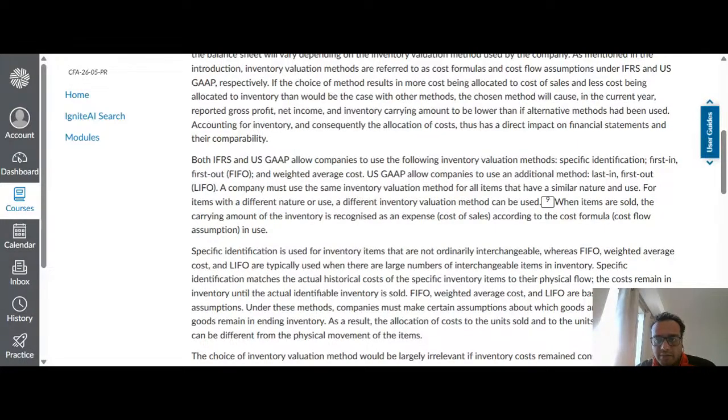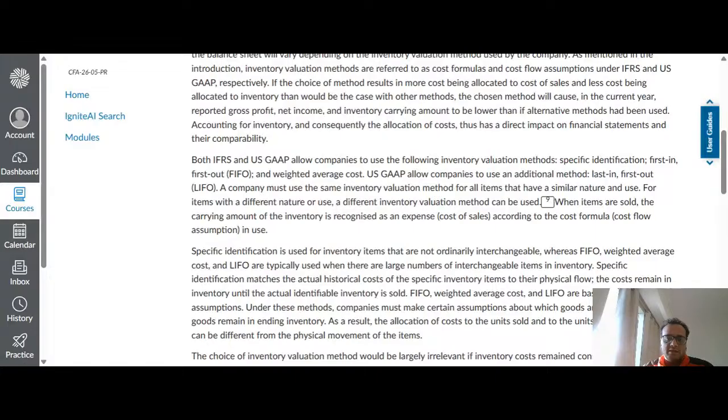US GAAP allows companies to use an additional method, which is last in first out. So you will always assume that the stock that came last is first sold. For example, in the case of fashion products, it is believed that fresh arrivals are going to be sold first, so this could be a case of last in first out. Or in the case of bread or milk, if you go to the shelf, you will buy the one from the day before more than something which is 3 or 4 days old. So maybe here as well, LIFO will work where there is a perishable product.